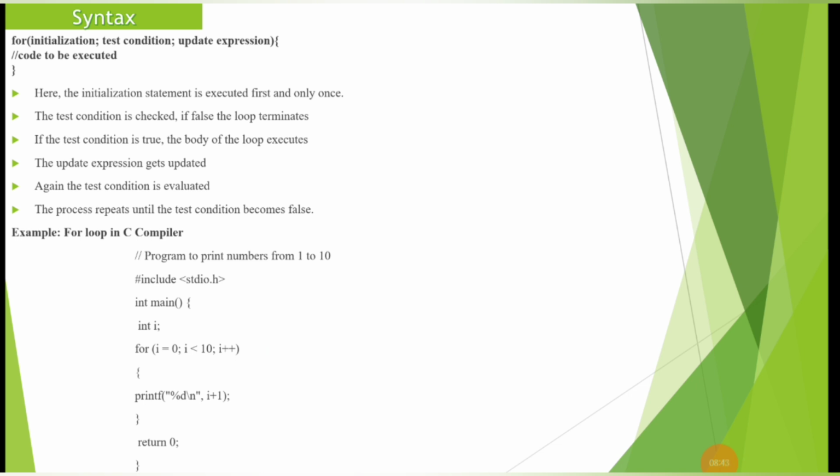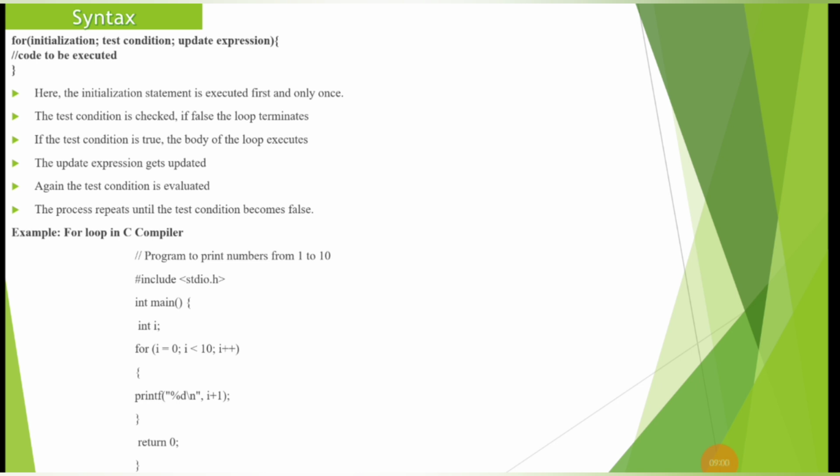So here is an example program using a for loop. Here we are declaring integer I. Next, using a for loop, I is assigned the value 0. Next, the test condition is I less than 10. Next, the incrementing operation I plus plus.